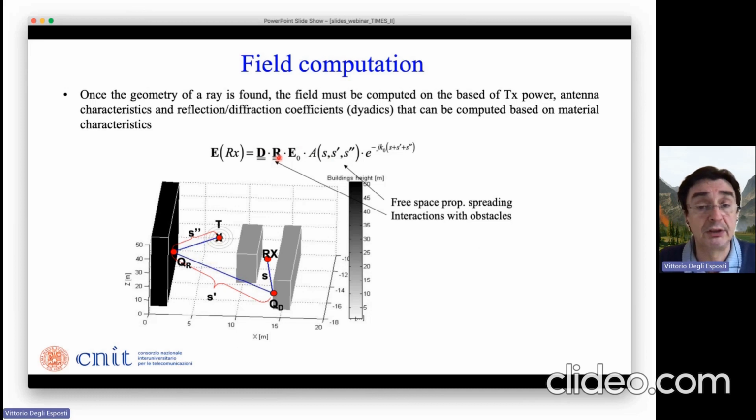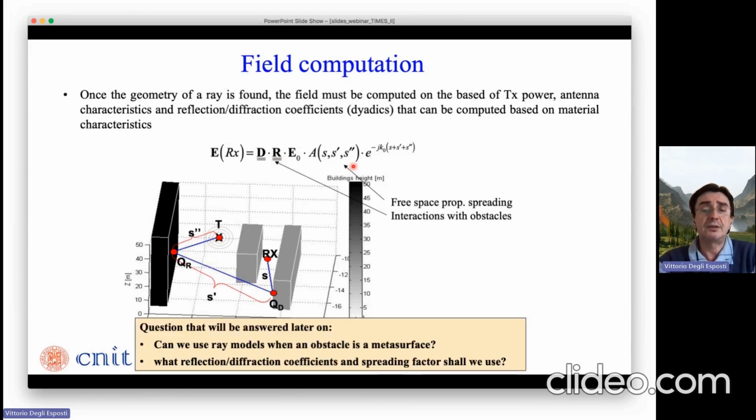Most of the computation time in ray tracing depends on the, let's say, geometric ray tracing phase, not on the field computation, which is a simple analytical expression. So the question we will try to answer later on in this webinar is, can we use ray models also when obstacles are RIS or metasurfaces? In that case, what reflection and diffraction coefficients and spreading factors shall we use?